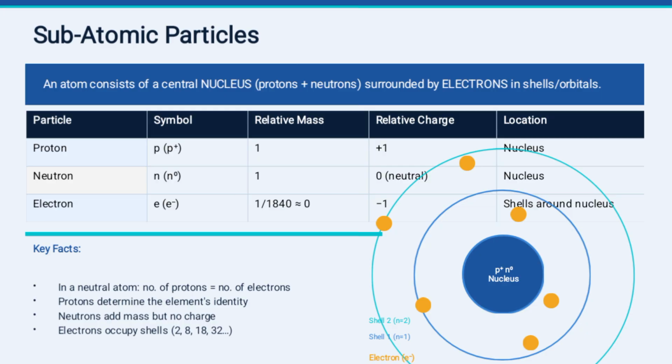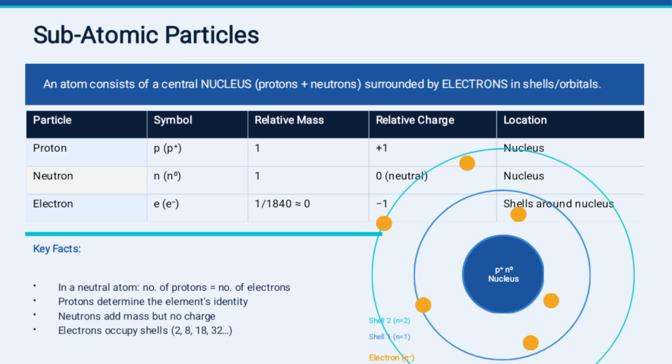are proton, neutron, and electron. Therefore, by description, an atom consists of a central nucleus, and in that nucleus you have proton and neutron, surrounded by electrons, which move in an orbit or shell. This is the description of an atom.